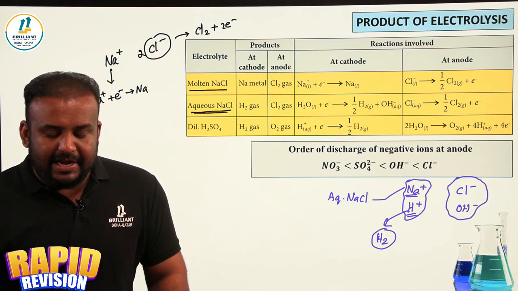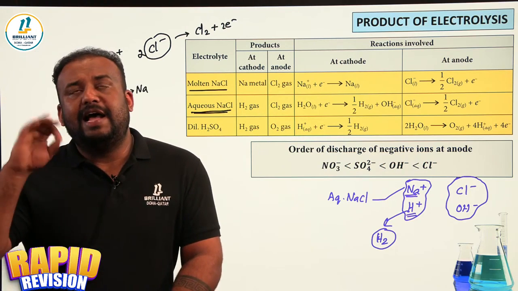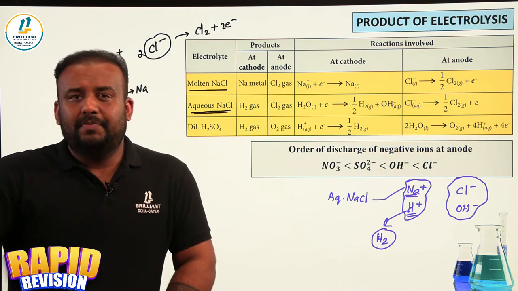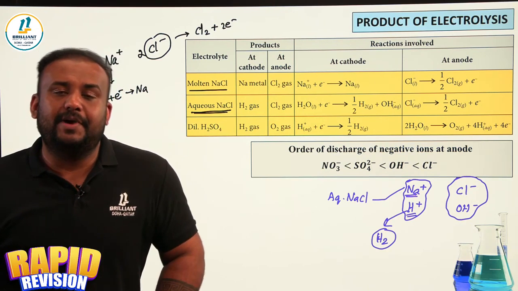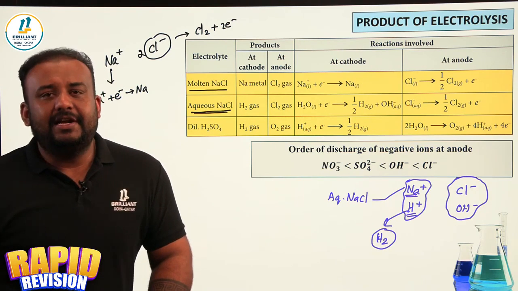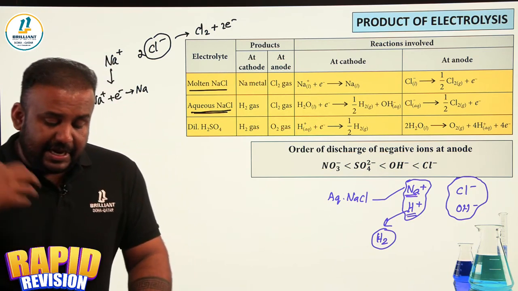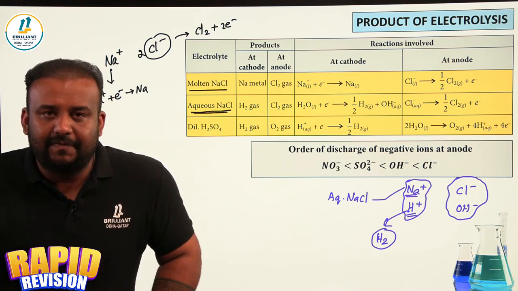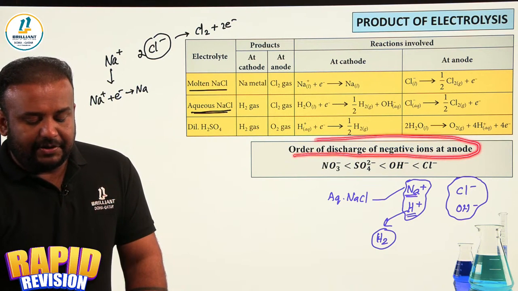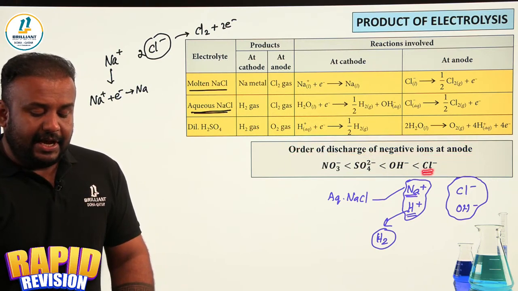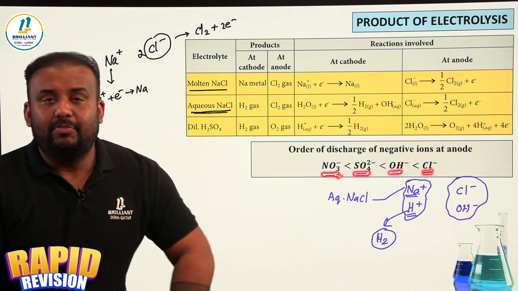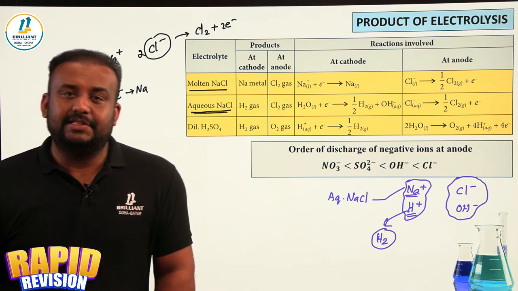Then compare Cl- and OH-. Remember, at the anode, the one with the lowest reduction potential will be discharged. But with OH-, there is a problem: there is an extra overpotential requirement for OH-. So even though the reduction potential value is lesser for OH- compared to Cl-, Cl- will get discharged instead because of the high overpotential requirement for OH-. One way to remember the order of discharge of negative ions: Cl-, then OH-, then sulfate, then nitrate. If any competition comes between these anions, the order of discharge is this. Is that clear?